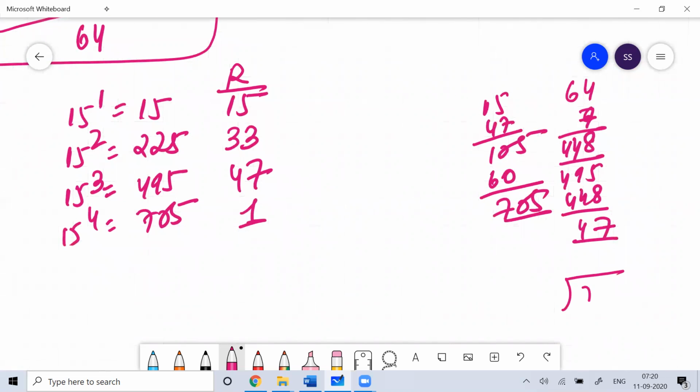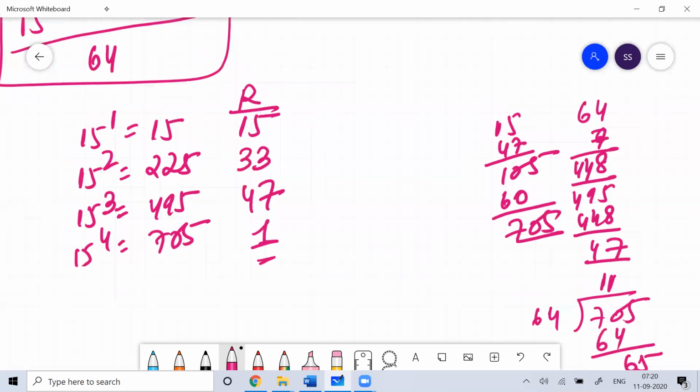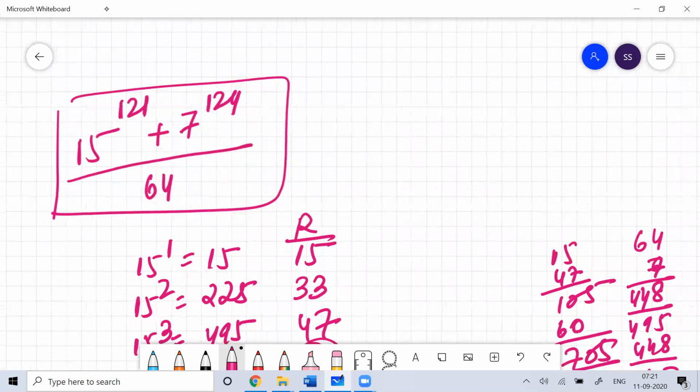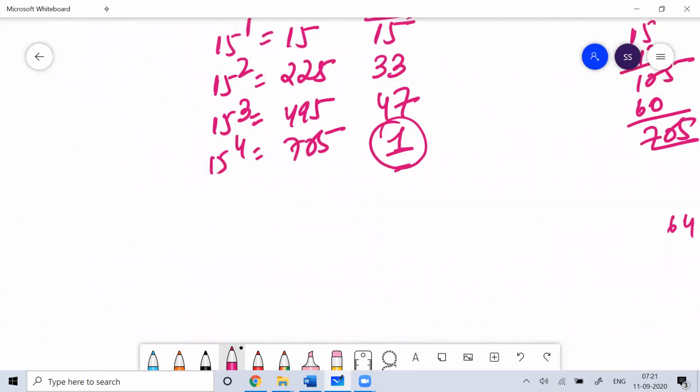705, if you divide by 64, 64 ones are 64, this is 65. So you'll get 1. All the hard work you do is to get the remainder 1. So 15 to the power 4 will give you remainder 1. Same work I do for 7.